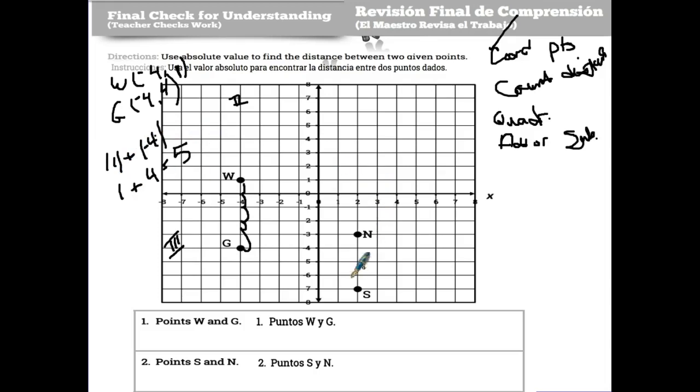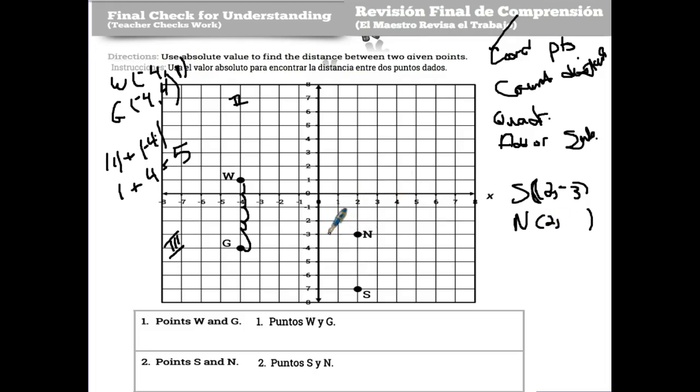So now on to S and N. Well, the first thing I need to do again is write the coordinate points. I need the ordered pairs. So I know which point is going to be changing, and if I'm going to add or subtract. So S, my x coordinate for S is 2. My y coordinate is -3. For N, my x-coordinate is still 2.